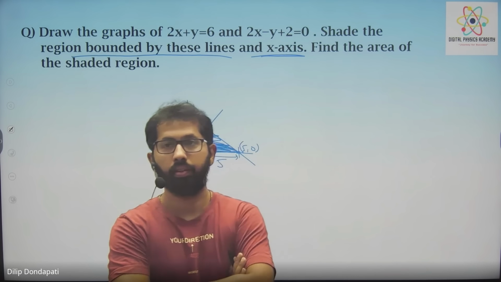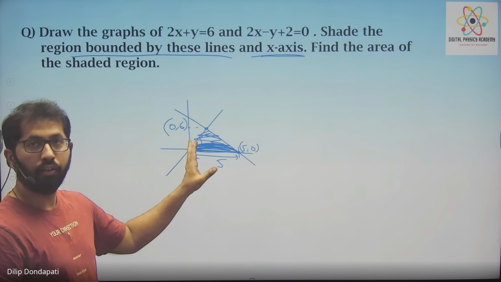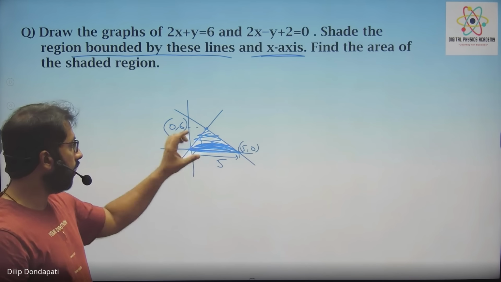So after you find the triangle, you just have to use the formula, right? After shading, we have to use the formula half into base into height. So multiply base into height.